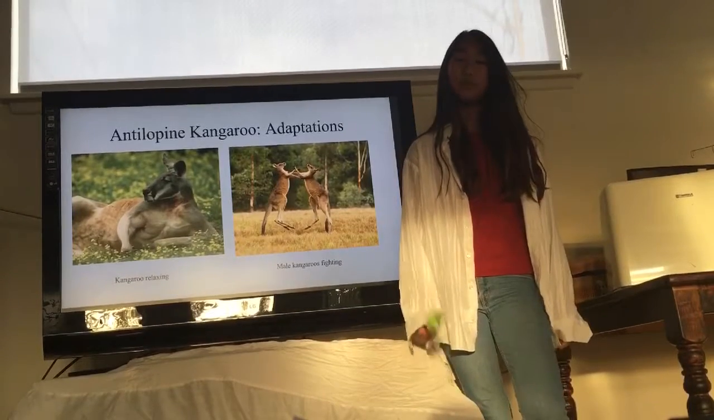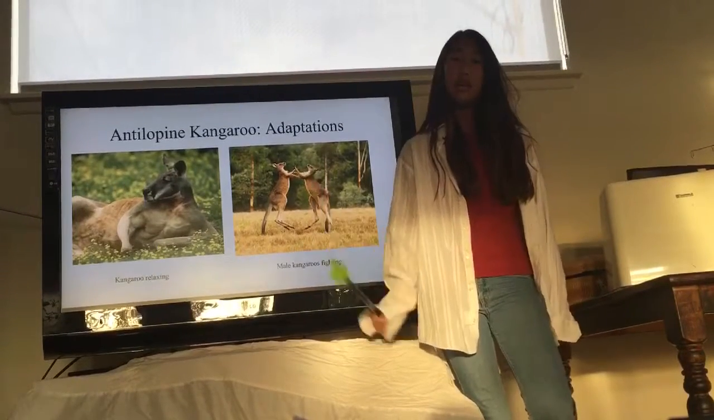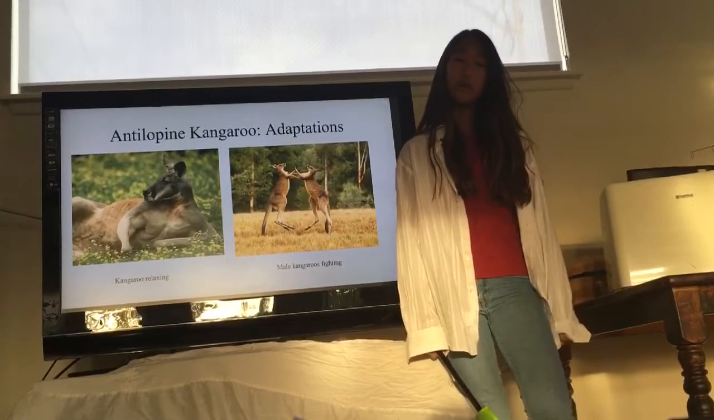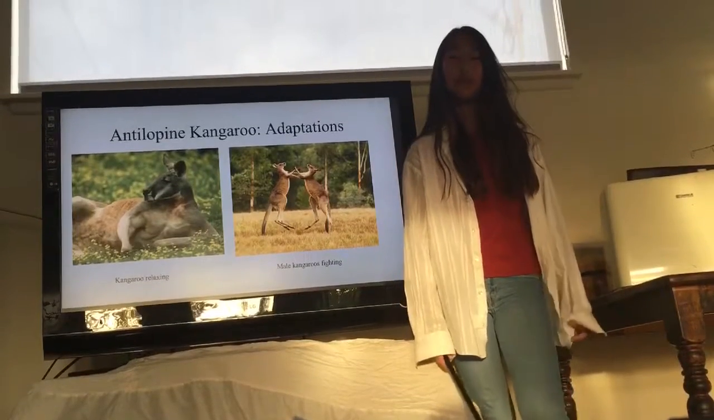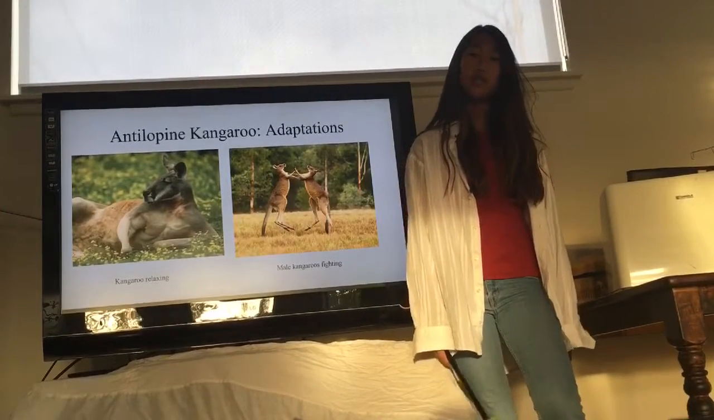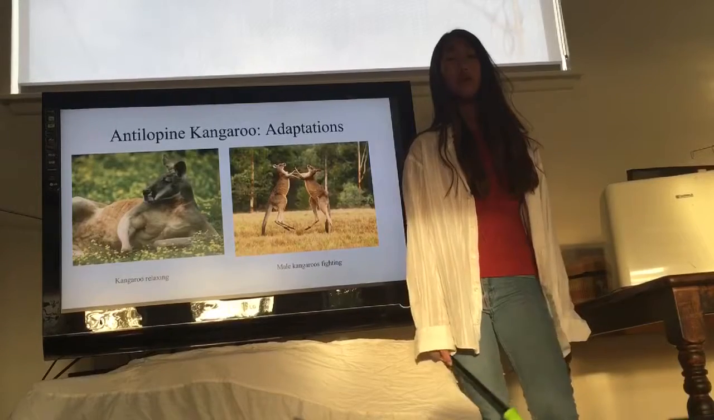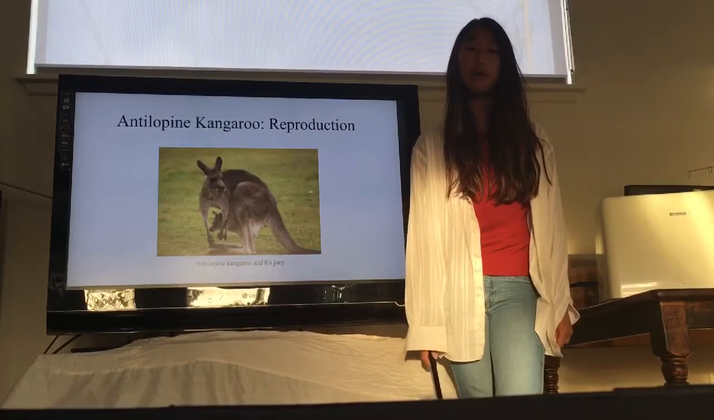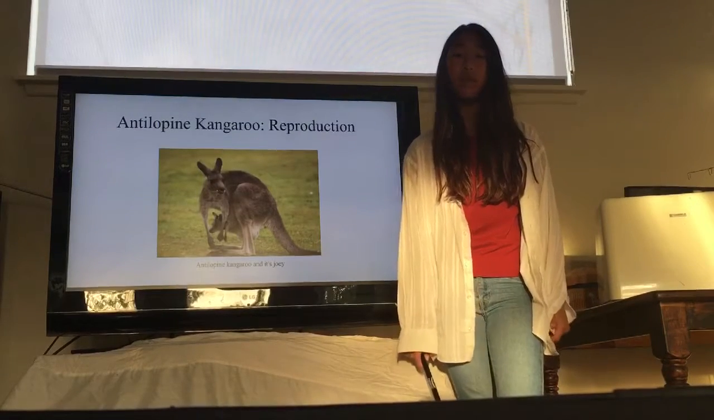Males fight for mates by kicking, fighting, and boxing. Antelopine kangaroos can use these methods to defend themselves. They graze around for food during the night when the temperatures are lower. Females develop their pouch when they are around 20 months old.